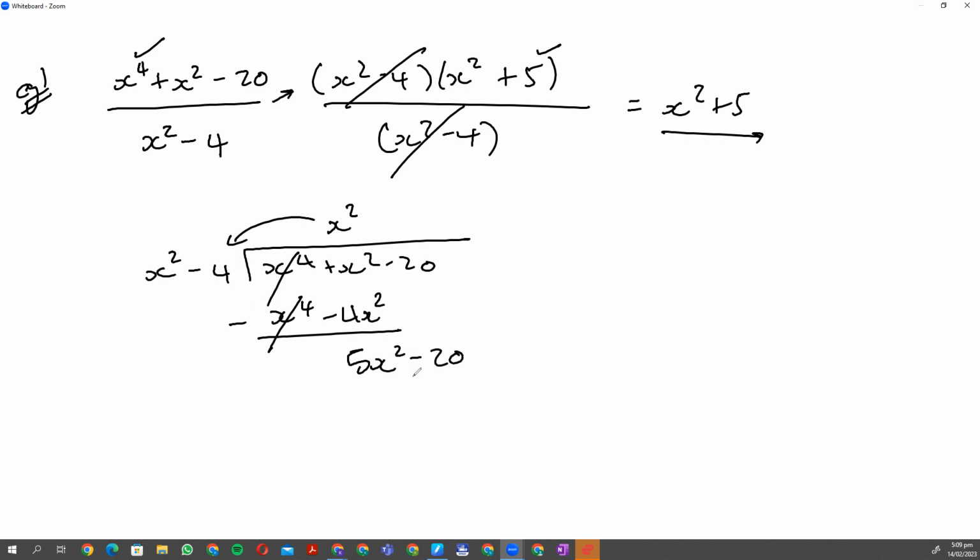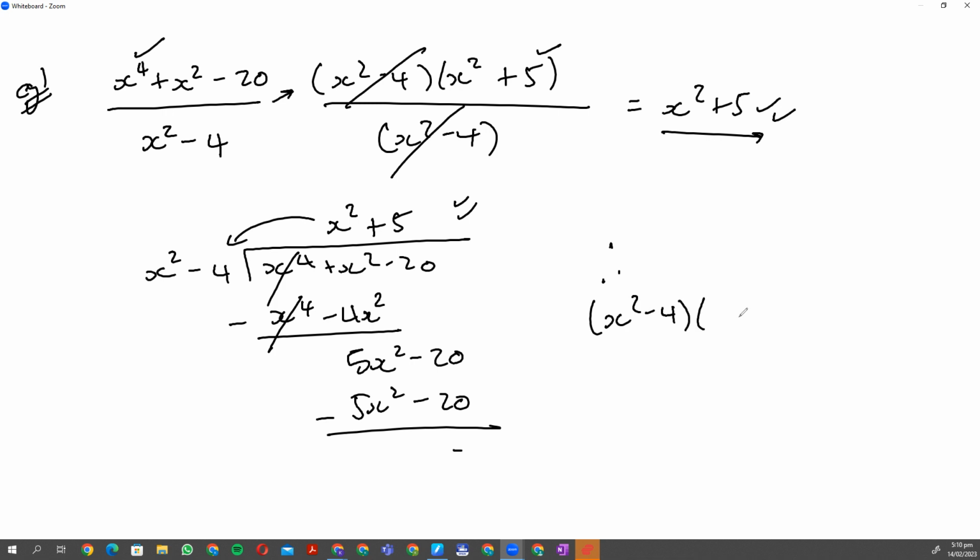x squared goes into 5x squared 5 times. 5 times x squared is 5x squared. 5 times negative 4 is negative 20. And when I subtract that, I get no remainder. So that's going to be the solution there, right? So therefore, I can see that x squared minus 4 times x squared plus 5 is equal to x to the power 4 plus x squared minus 20.